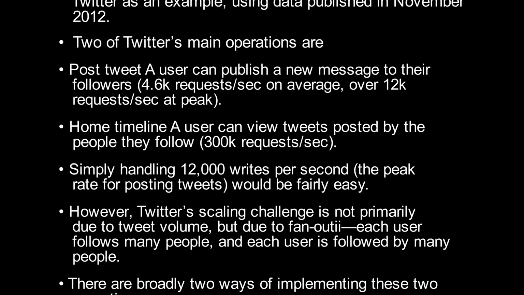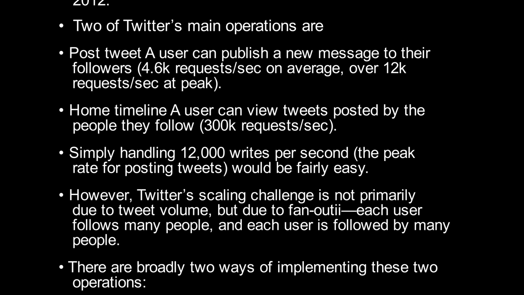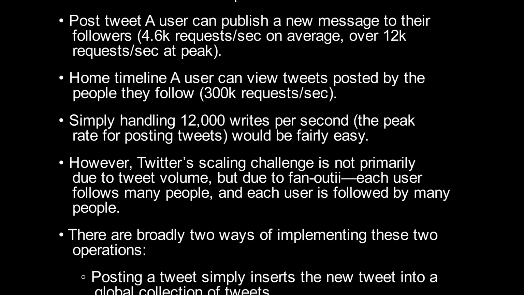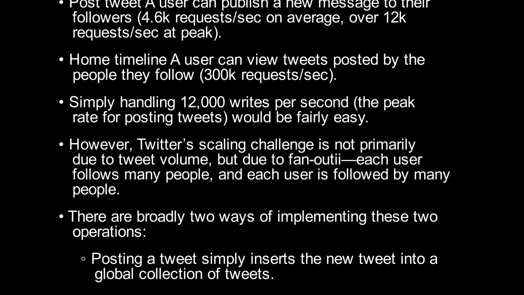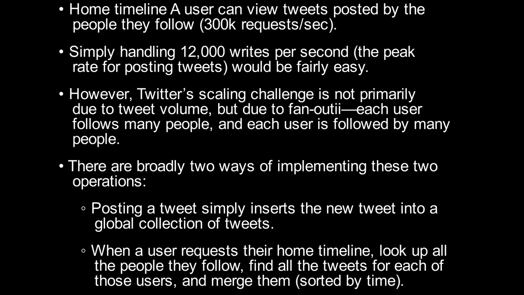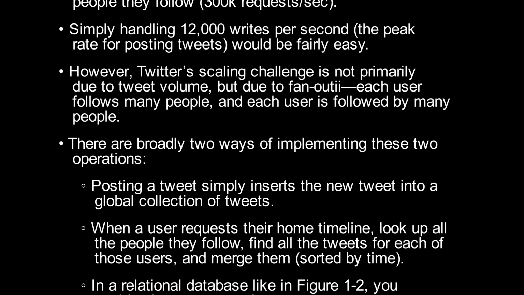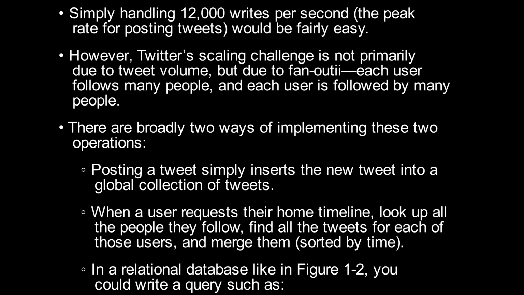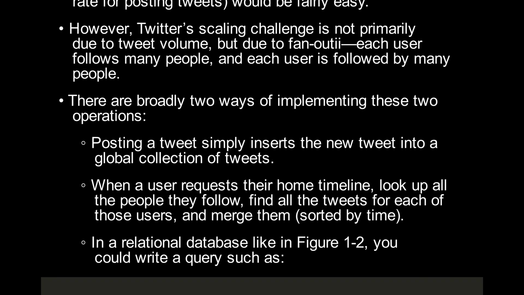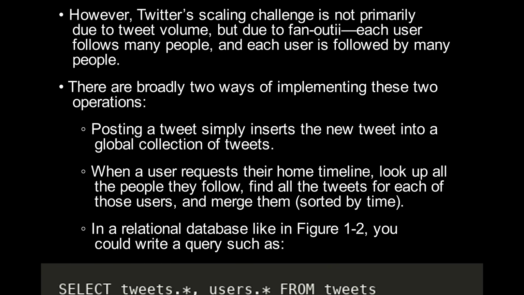However, Twitter's scaling challenge is not primarily due to tweet volume, but due to fan-out. Each user follows many people, and each user is followed by many people. There are broadly two ways of implementing these two operations. Approach 1: Posting a tweet simply inserts the new tweet into a global collection of tweets. When a user requests their home timeline, look up all the people they follow, find all the tweets for each of those users, and merge them sorted by time.